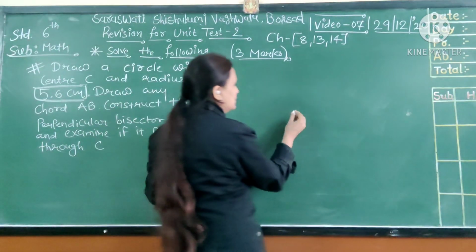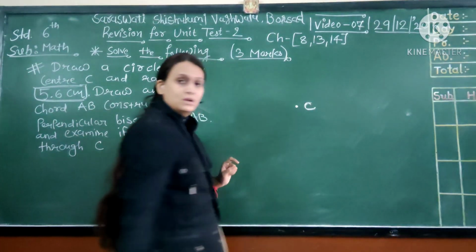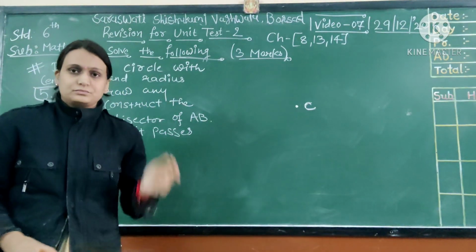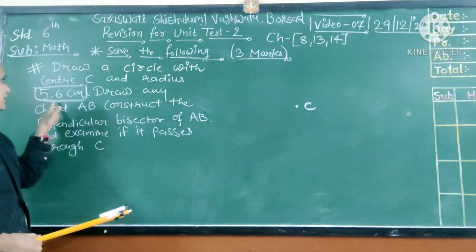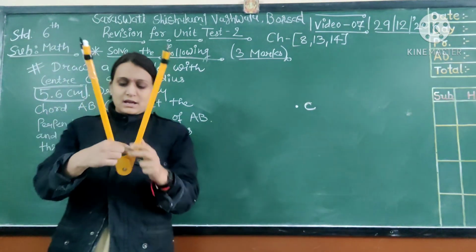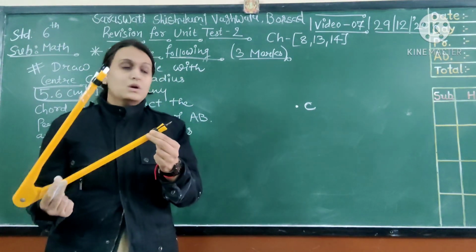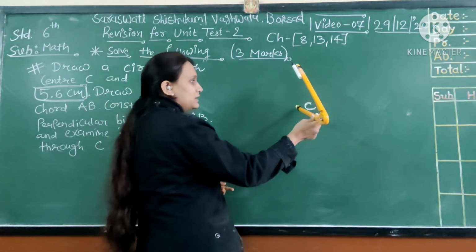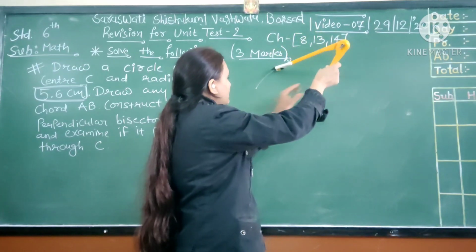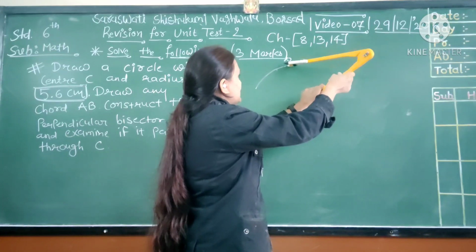So let us first decide on the center. So suppose this is our center C. Okay. Now with the help of compass and scale, you have to take a measurement of 5.6 cm. So with the help of compass and scale, here I have taken 5.6 cm measurement. Okay. Now here we have to fix our middle point C. So from point C we have to draw one circle with 5.6 cm. So let us draw the circle here.